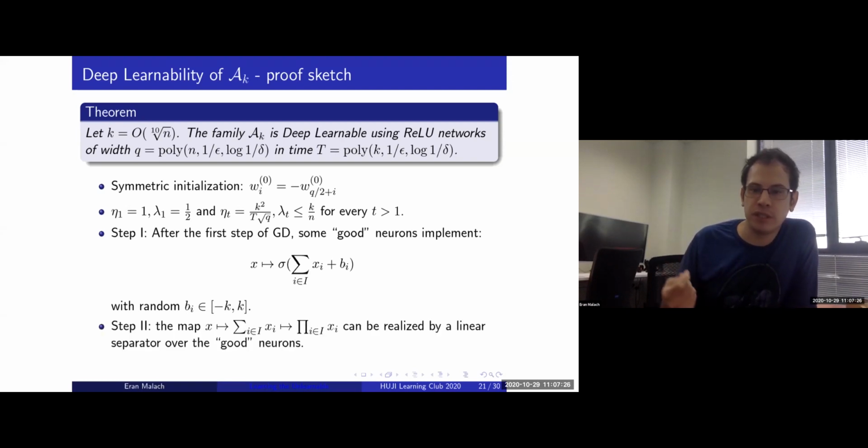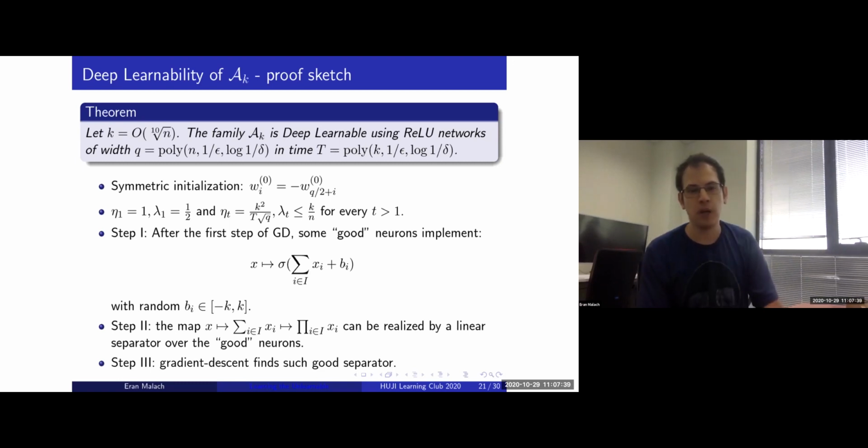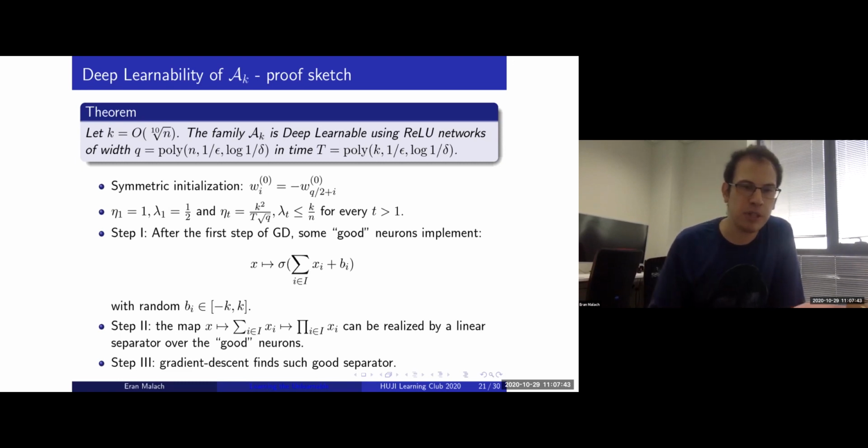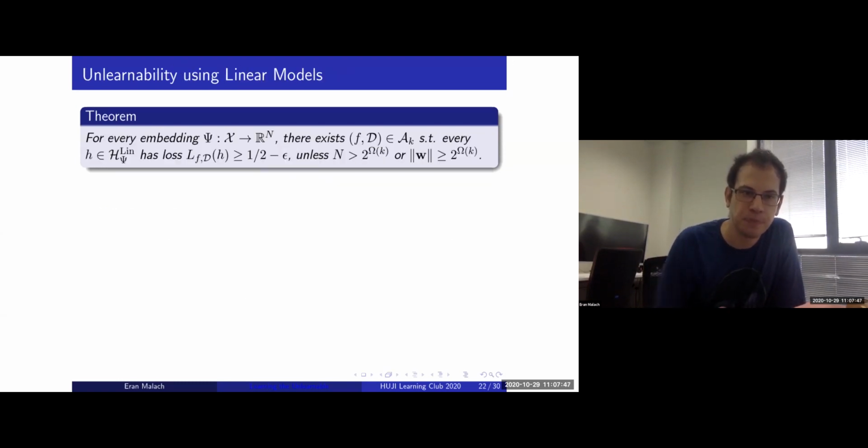And then we can show that this is a good enough representation, so we can learn to separate this parity problem by only updating the second layer. And we show that indeed this is what happens when we run gradient descent, right? So for this distribution family, what we show is that ReLU networks actually succeed. So this was the positive part.